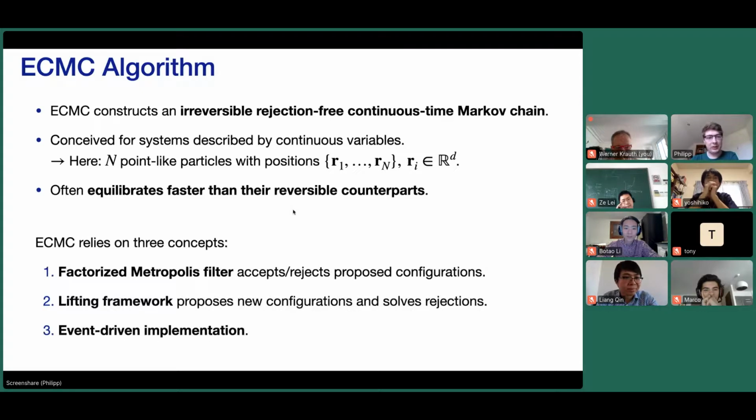ECMC generally relies on 3 concepts. The first one is a factorized Metropolis filter, which just accepts or rejects the proposed configurations. The second is the lifting framework, which we use to propose new configurations, and this lifting framework also resolves the rejections. And the third ingredient is the event-driven implementation. I'm going to go through these 3 points quickly one by one.